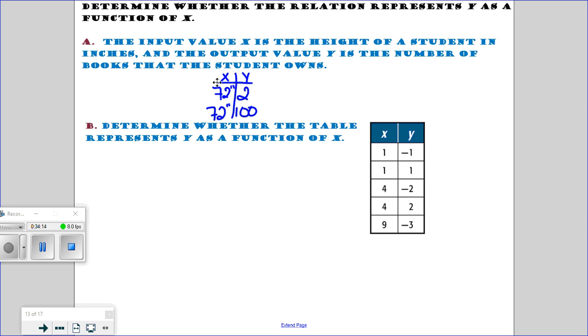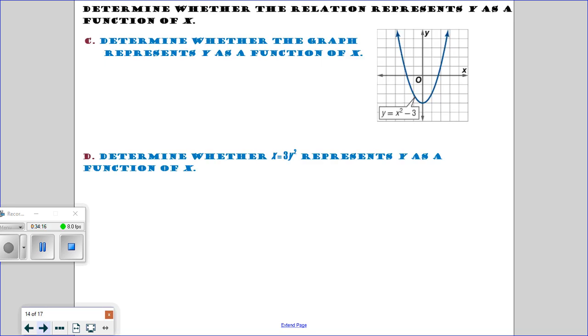The next one we've already seen. We already talked about a parabola. It is a function, so if we have a graph, we look at our vertical line test. The letter D is what I definitely want to talk about. What happens when it is an equation?